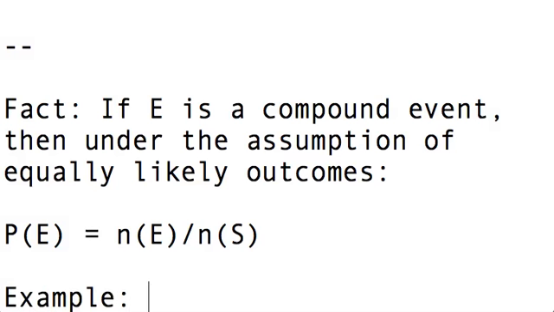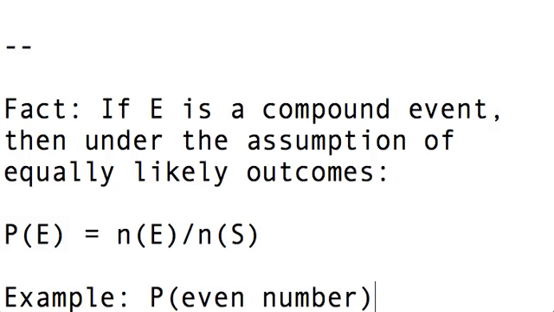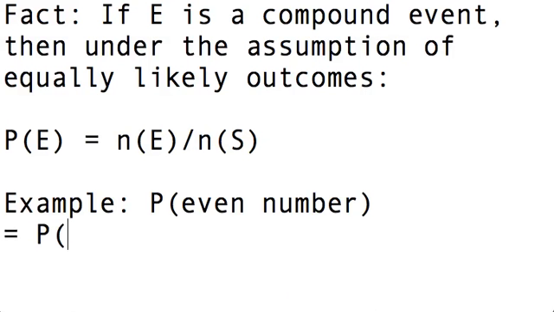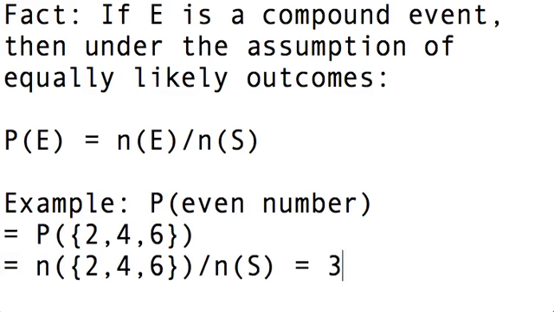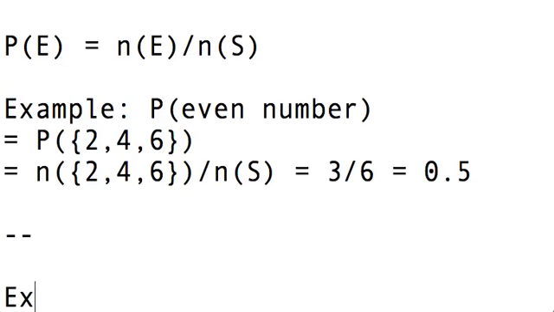So again, a simple example: what's the probability of getting an even number when rolling a single die? This is the probability of getting a 2, 4, or a 6. And so how many things are in {2, 4, 6} versus the total sample space? That's 3 divided by 6, that's 0.5. So half the time I should expect to get an even number. Again, that seems pretty intuitive. Now let's do some examples that use counting.